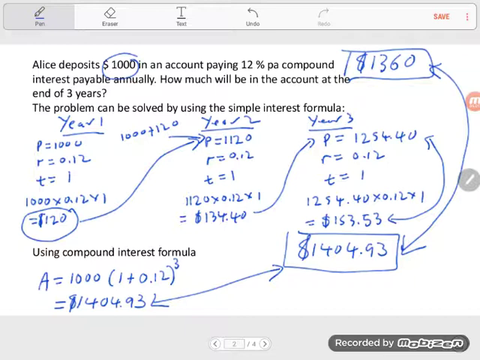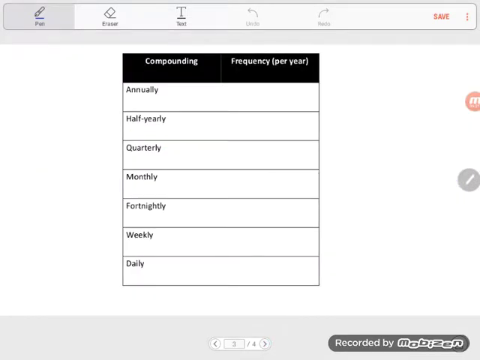Now that's a bit of a time saver, but imagine in a situation where something was compounding for, say, 10 years monthly. That would involve 120 separate simple interest calculations. Well, we can do that all in one go with the compound interest formula. So it's a very useful formula. Now, one of the tricky things is adjusting the I and the N value. So I just want you to pause the video and think about how many times per year an account would compound for each of these situations here. And then I'll reveal the answers.